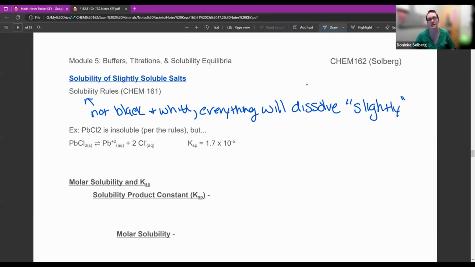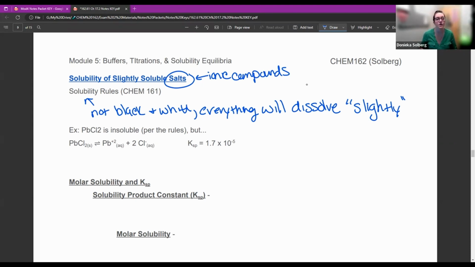So we're going to look at these slightly soluble salts, and they're governed by equilibrium. So we're going to have K values, just like we have with all of our other equilibria. When we are looking at salts, salts being ionic compounds, when they dissolve, they dissociate, right? So these are all going to be based on dissociation equations.